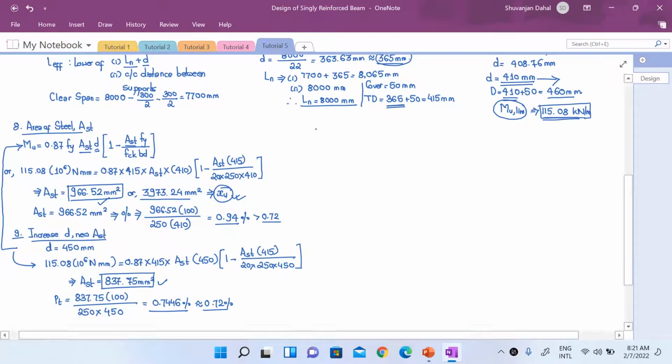So finally, let us have D equals 450 mm. By adding a cover of 50 mm, the total depth will be 500 mm. The width of our beam will be 250 mm. And the value of AST will be 837.75 millimeter square.